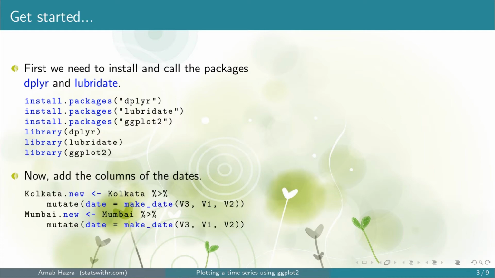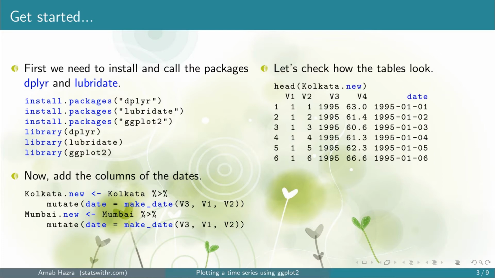Next, we create the fifth column that stores the dates for both the data frames. Here, note the ordering within the function make_date. First year, then month and then day. Because we set date equals to make_date, the new column is embedded as the vector date. Now press enter. Let's check how the updated data frames look now. Okay, you can see the new column of dates now.